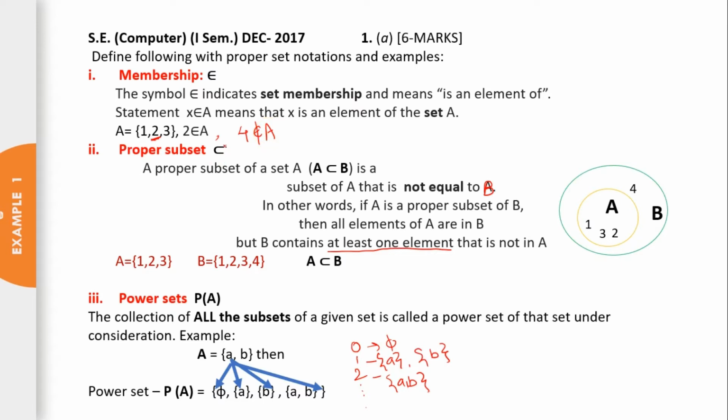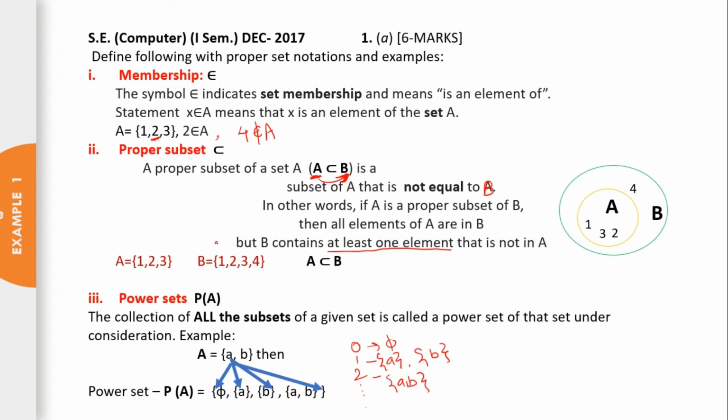Proper subset is represented by this symbol. A proper subset of a set B is a subset of B that is not equal to B. Now this A is my proper subset of B. In other words, if A is a proper subset of B, then all the elements of set A will be inside set B, but B will contain at least one element which is not in set A. Means B is bigger than set A.